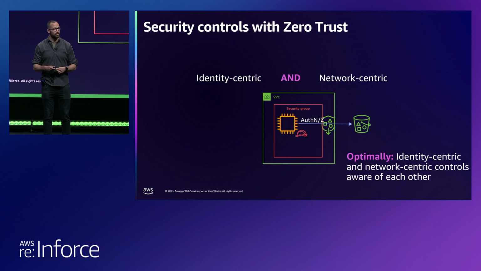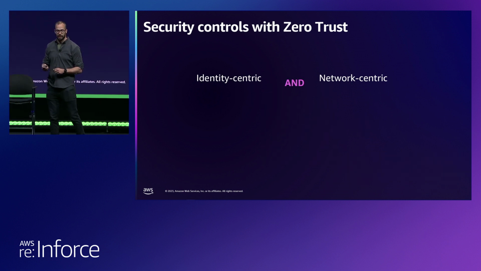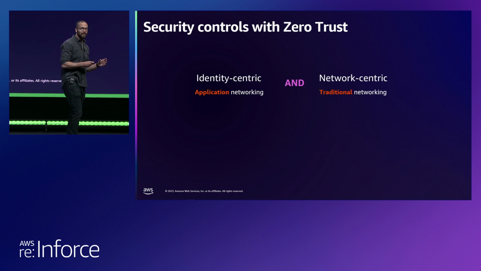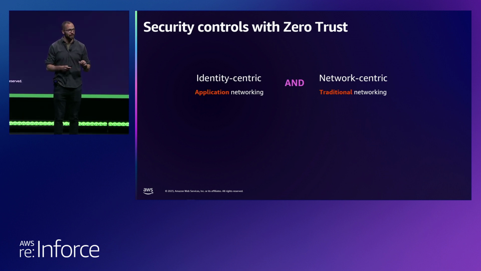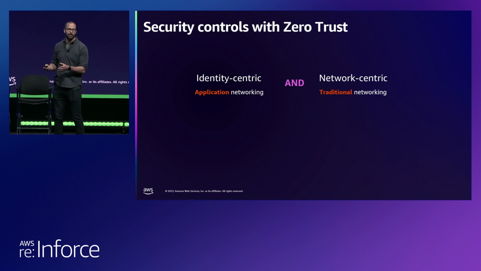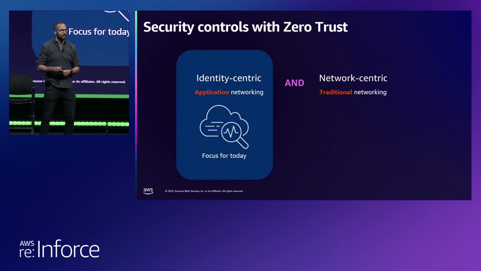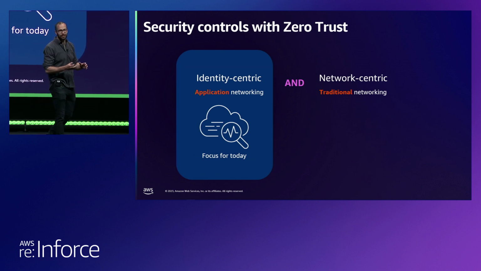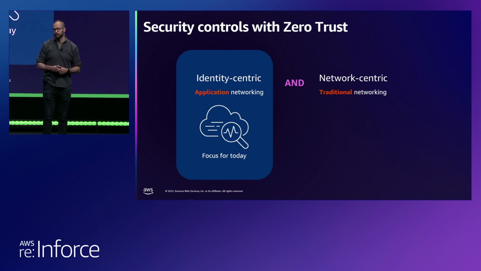So we know with zero trust, we have these two types of security controls, identity-centric as well as network-centric. And these map very nicely to the application layer and the application networking construct. Identity-centric really nicely maps to application networking, and network-centric maps to those traditional networking constructs, using IP addresses and ports. In today's session, we'll spend the whole session talking about identity within application networking services.